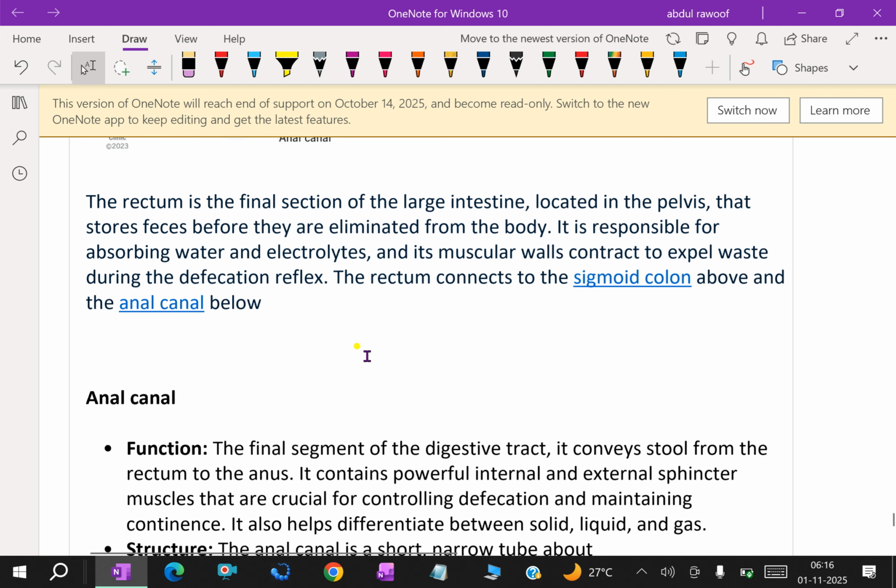The rectum is the final section of the large intestine located in the pelvis that stores feces before they are eliminated from the body. It is responsible for absorbing water and electrolytes, and its muscular walls contract to expel waste during the defecation reflex. The rectum connects to the sigmoid colon above and the anal canal below.